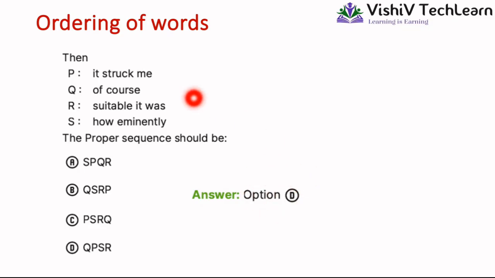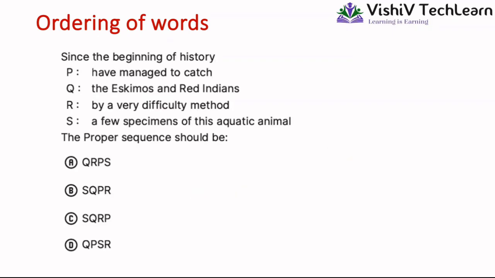So in this question we have two sequences which are maybe making sense, but you can pause the video and check for both the options. Let's go for next question. Since the beginning of history have managed to catch the Eskimos and Red Indians by a very difficult method a few specimens of these aquatic animals. So maybe this question looks a little easier than the previous question. So let's try for this.